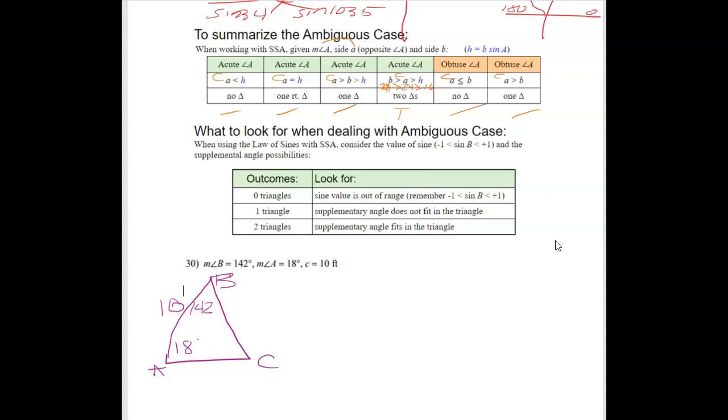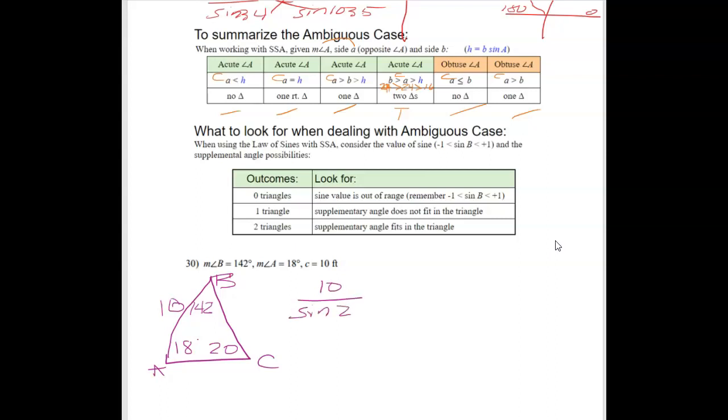Alright, so we are not given side-side-angle. So we can find the other angle. So 180 minus 142 minus 18 gives you 20. Since we're not given side-side-angle, we're going to have one triangle, and I need to use law of sines.